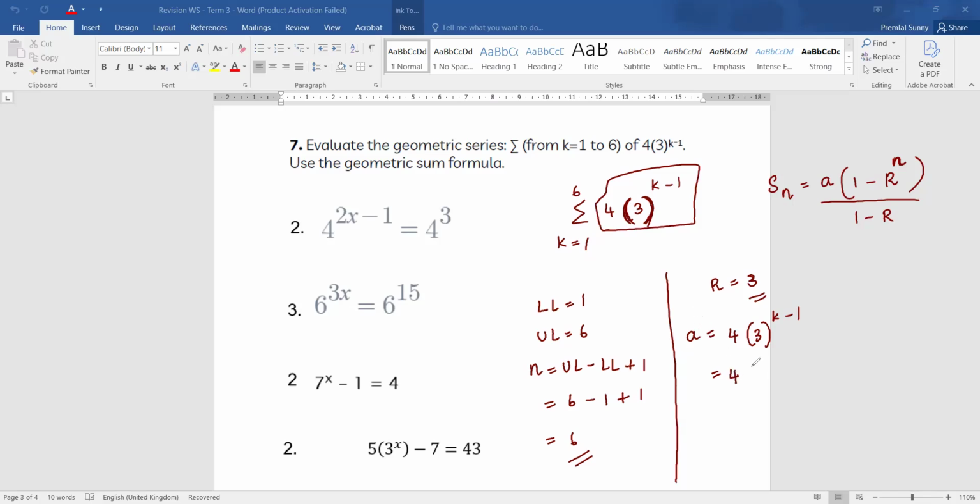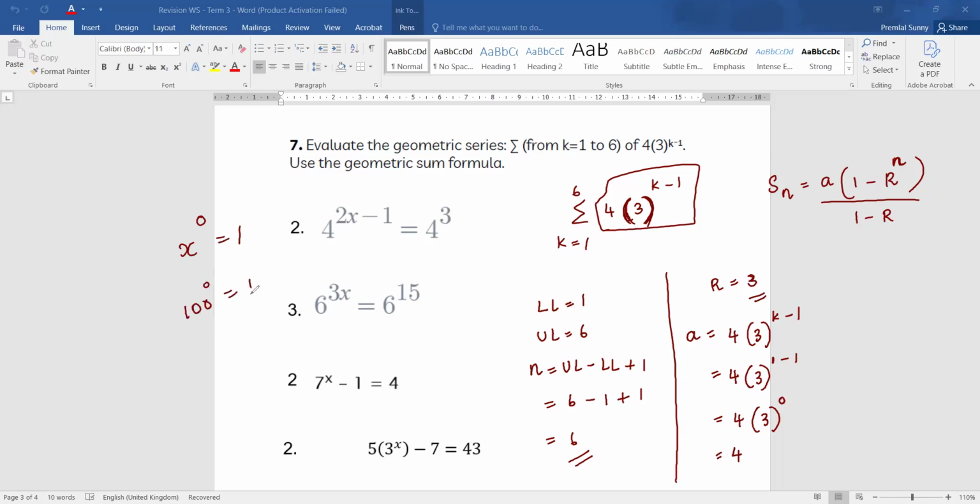So this will become 4 times 3 to the power of, instead of k, we will be substituting it with the lower limit, which is 1. 1 minus 1 is 0. So 4 times 3 to the power of 0. Anything to the power of 0 is 1. You can directly put this in your calculator, or else you need to know that any number x to the power of 0 is 1.